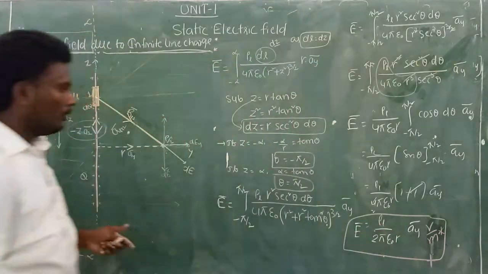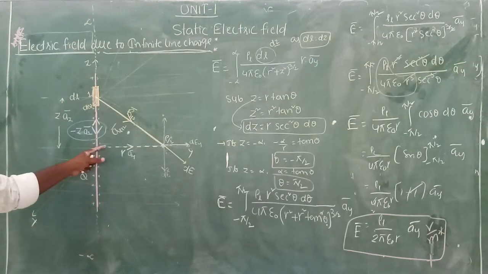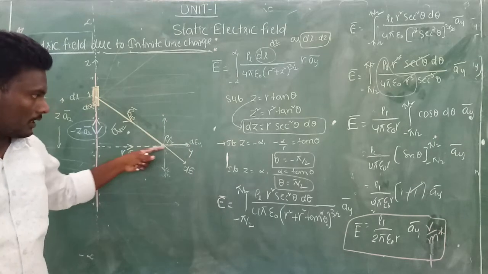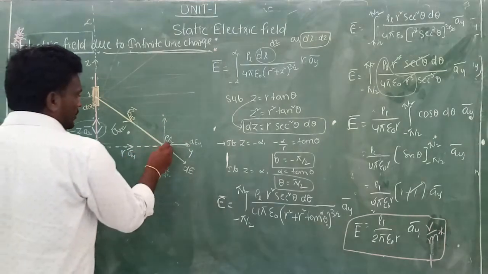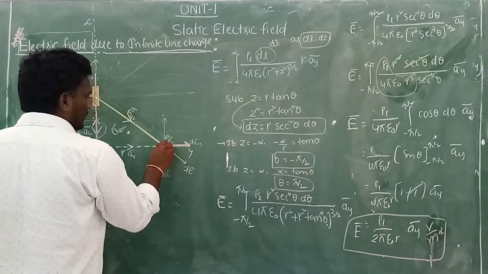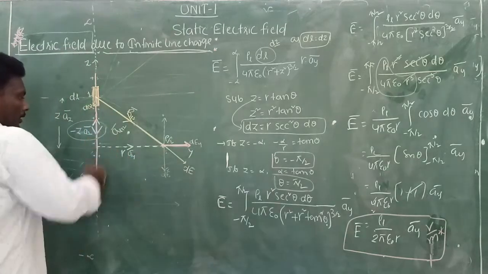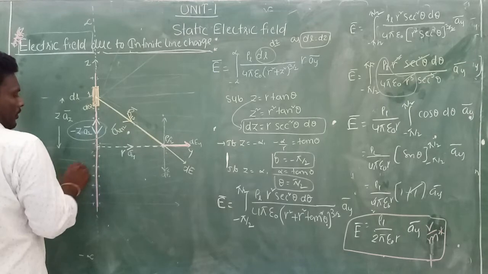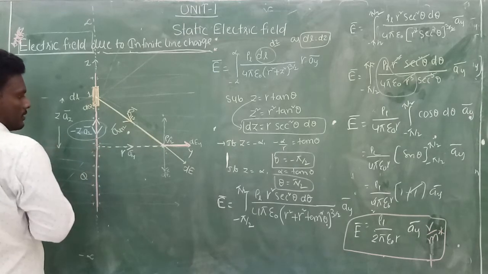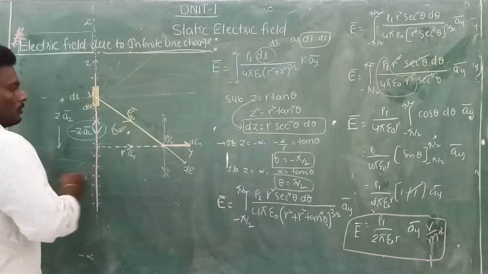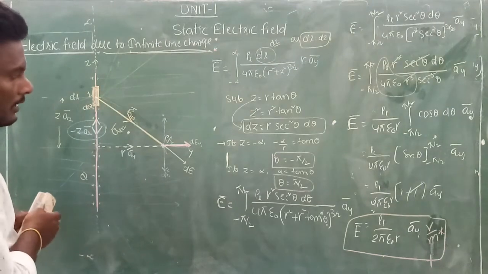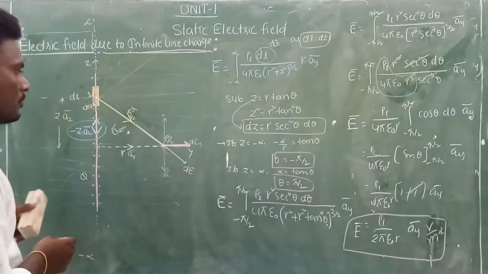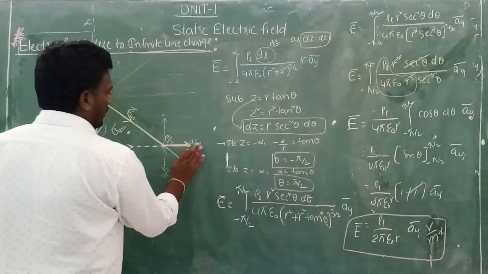See, now your electric field intensity is in which direction? It is in the y-axis direction, like this. Your electric field intensity is in this direction. And why? Because the center of this line is located at the origin. So here there is a charge, so due to the two charges the electric field direction is along the force. That's why the electric field is in this direction.